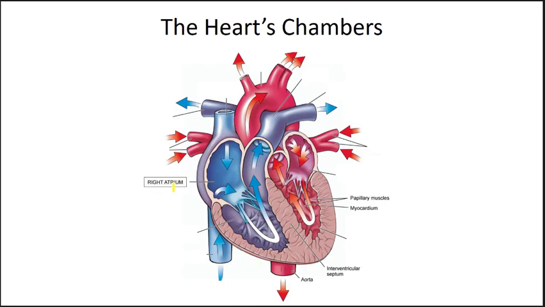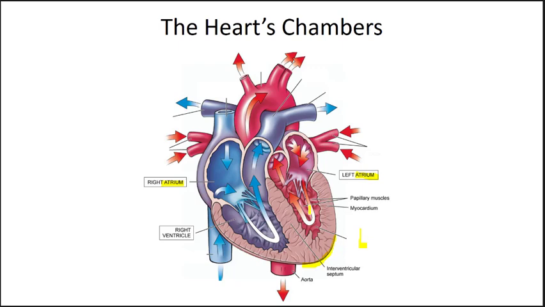So the atria are the top two chambers. So this one would be the left atrium. And you would know if it's left or right, not just based on the color of blood moving through it, but because I told you that the apex of the heart points towards the left. So that tells you that this is the left atrium.